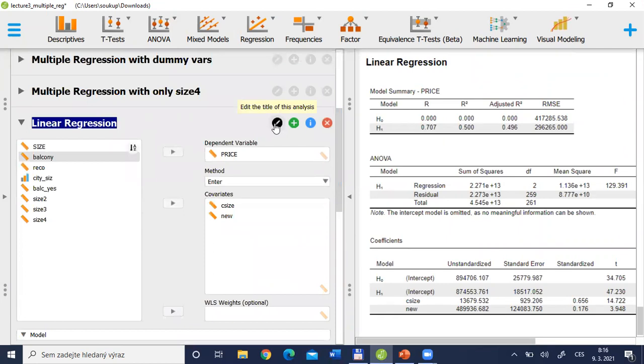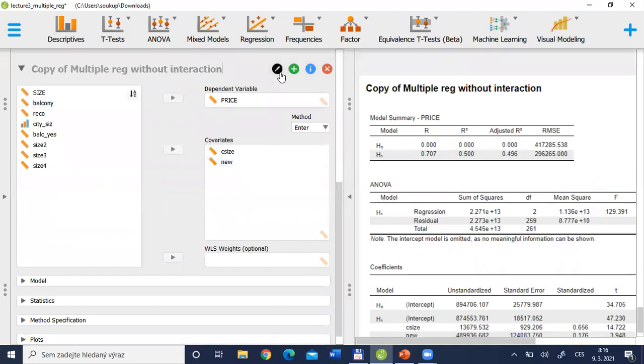So I would call it multiple regression without interaction. Now I will make a copy. And I will change the title and type that I would create multiple regression with interaction. So now it is prepared.